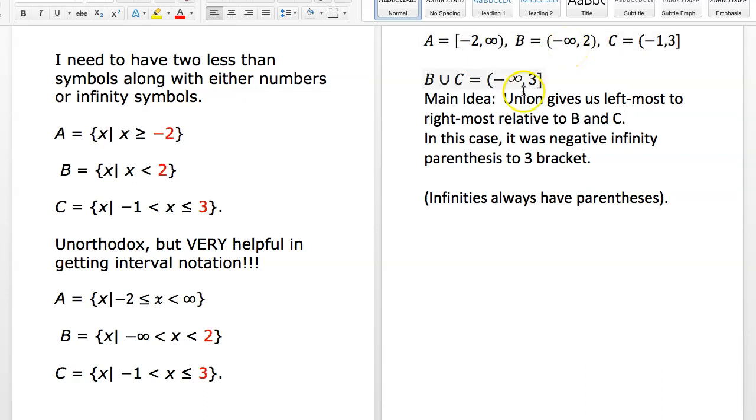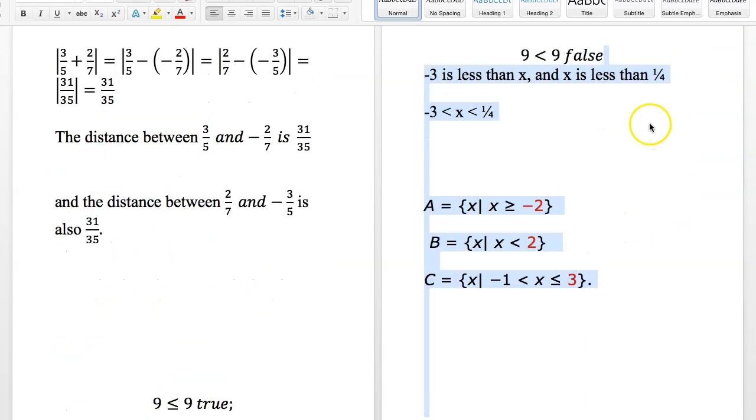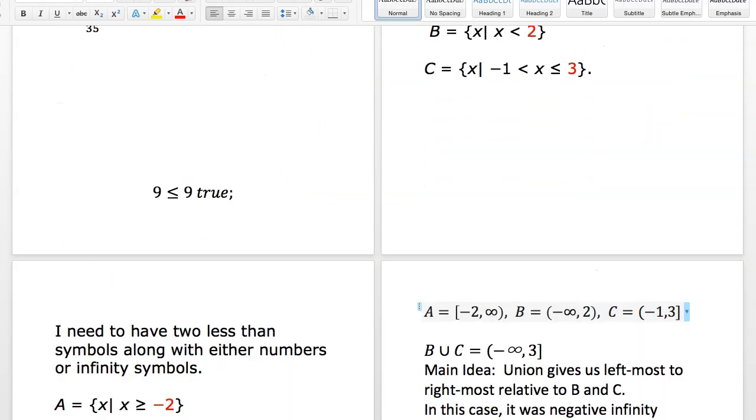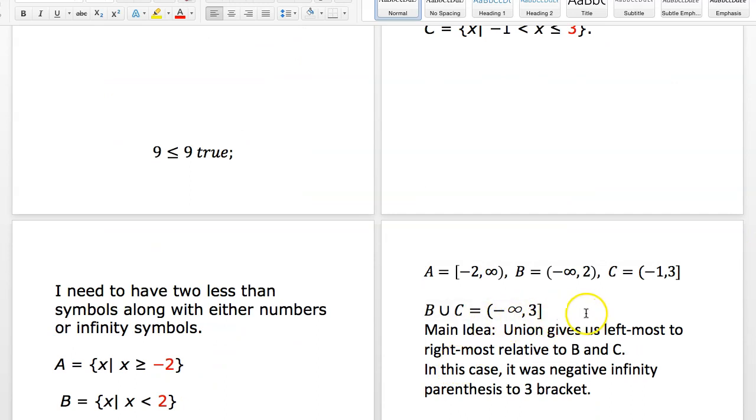It's infinitely further. And then between 2 and 3, 3 is a little bit further. Now, the deciding guy was my 3, and my deciding guy 3 had the bracket on him. So you look at your deciding guy. Your deciding guy for the right hand was 3, and it had a bracket. Your deciding guy on the lefty was neg infinity, and neg infinity always will have a parenthesis. So it's parenthesis on the left and bracket on the right.